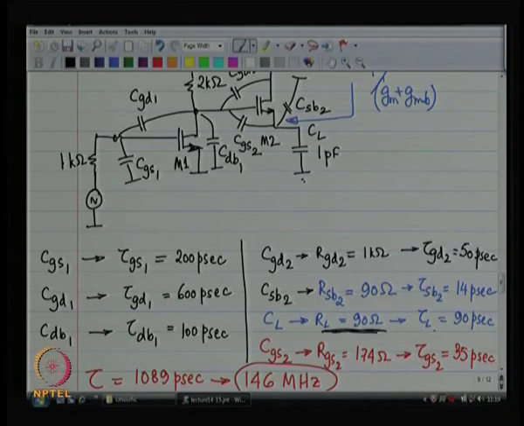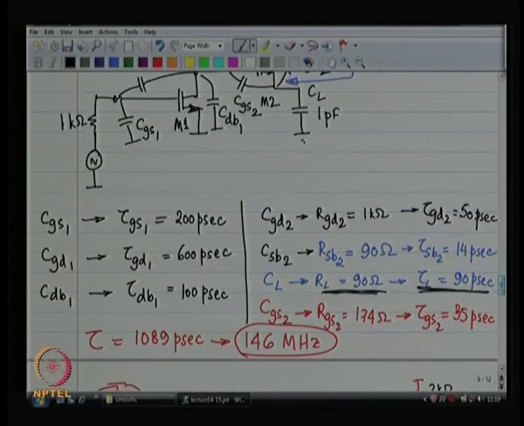right, and the corresponding tau was only 90 picoseconds in my calculation, and the total tau was 1089 picoseconds. It resulted in a bandwidth of 146 megahertz. Not bad, could be better. We want gigahertz, right? We probably want a much wider bandwidth than 146 megahertz.